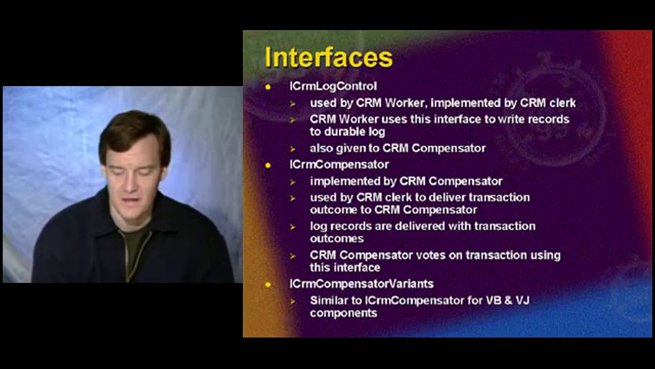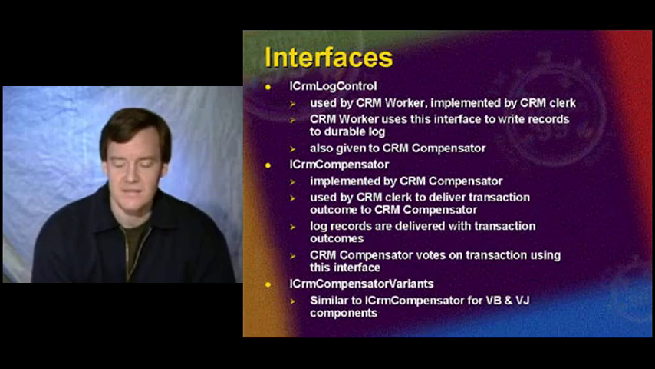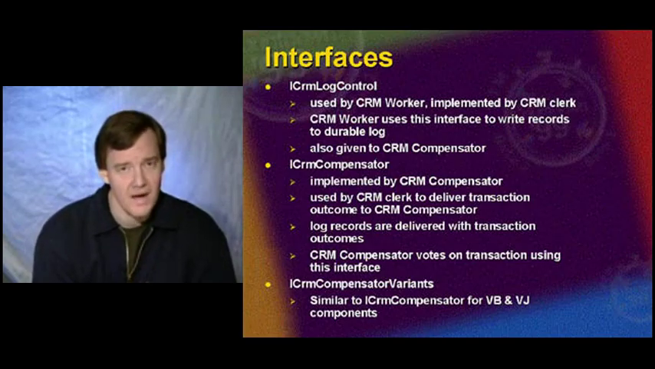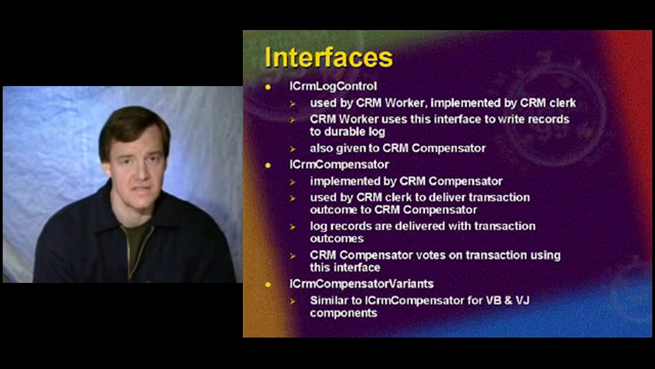records if desired. iCRM compensator, as its name implies, is implemented by the CRM compensator, and we use that to deliver the transaction outcome to the CRM compensator, to tell it what happened to the transaction. And we also deliver the log records that were written by the CRM worker to the CRM compensator as we deliver the transaction outcomes.